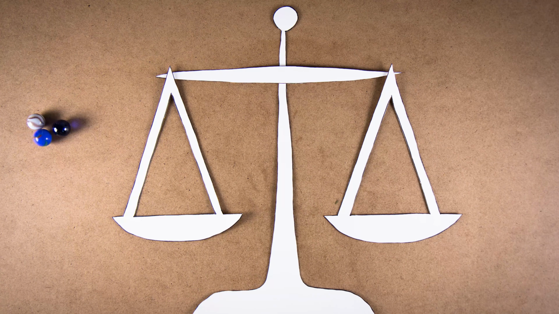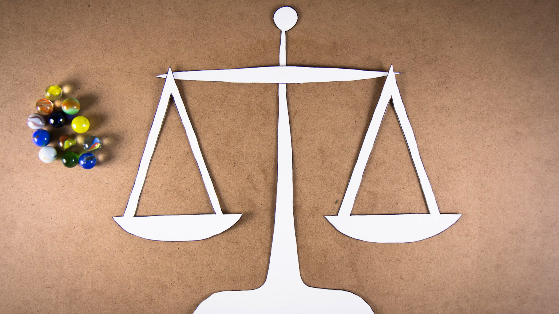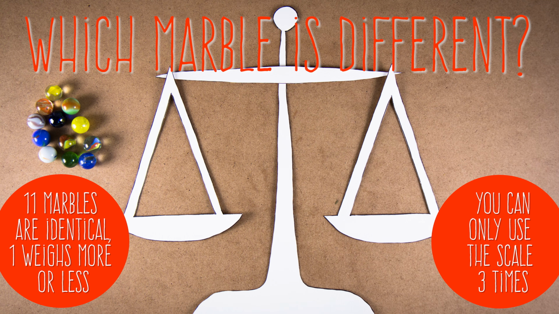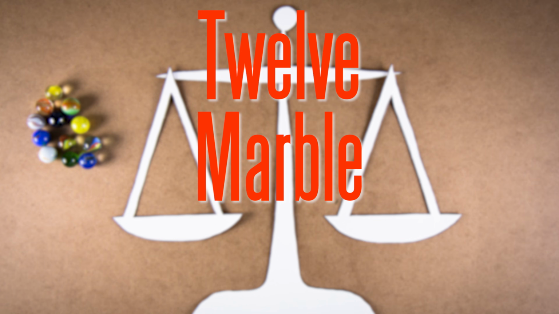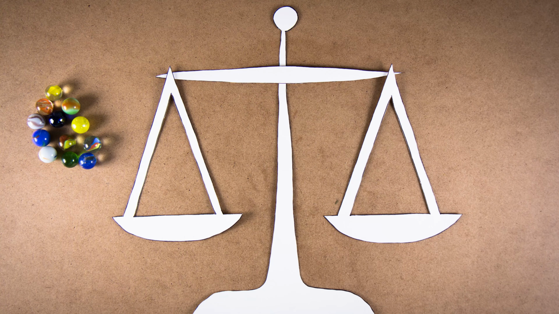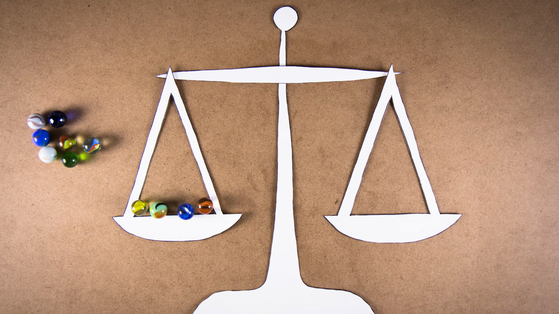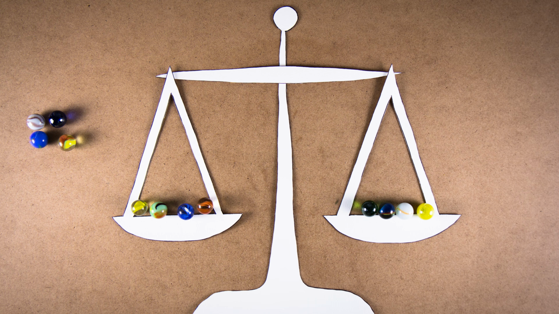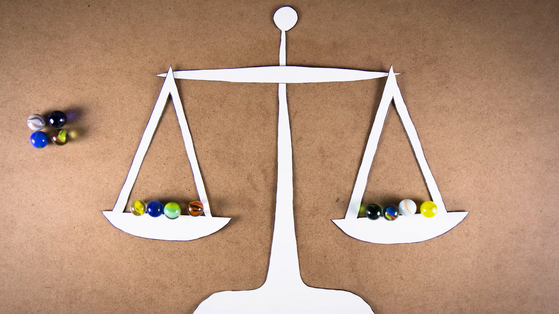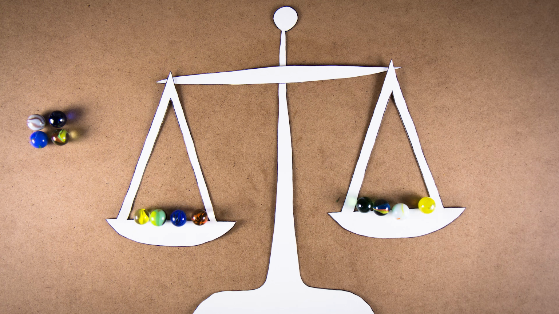To try figuring it out for yourself, pause the video on the next screen. This is known as the 12 marble problem, and even if you think you have lost your marbles, there are ways to figure it out. To solve this, let's start off by weighing 4 marbles against 4 marbles, leaving 4 off the scale. This is our first weigh, and it can go one of 2 ways. Either the scale is balanced or it's not.